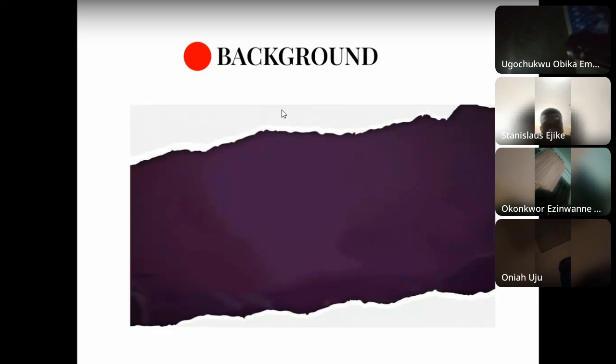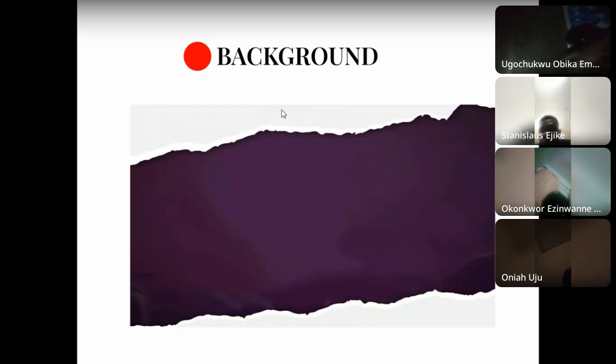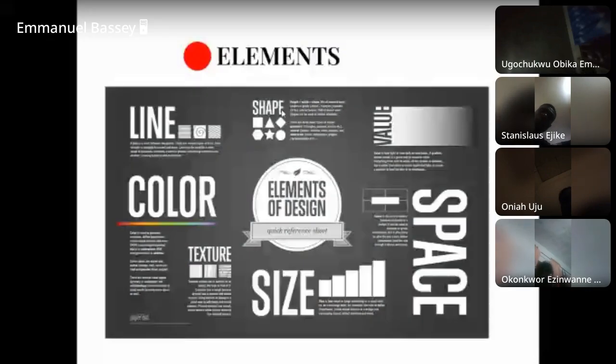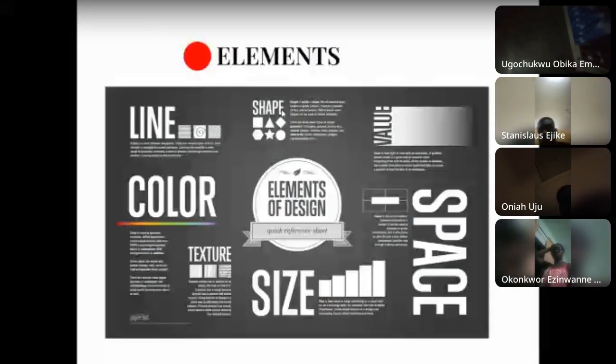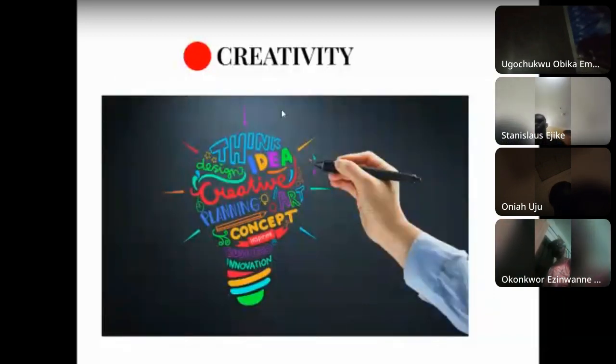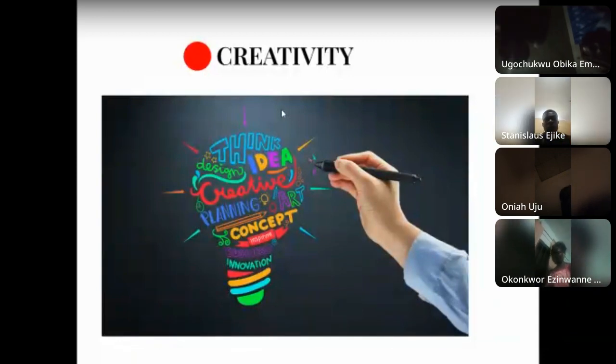The next one is background. You need background in your designs. It makes your work stand and come out. And the third one is elements. You need to learn how to combine text, textures, spaces, sizes, lines, shapes, alignment and so on to make your work stand out. They are known as elements. Icons, these are elements. And lastly, you need to have what we call creativity, the ability to think. If you can think, you can implement. If you can think, you can act. So creativity is very, very important.